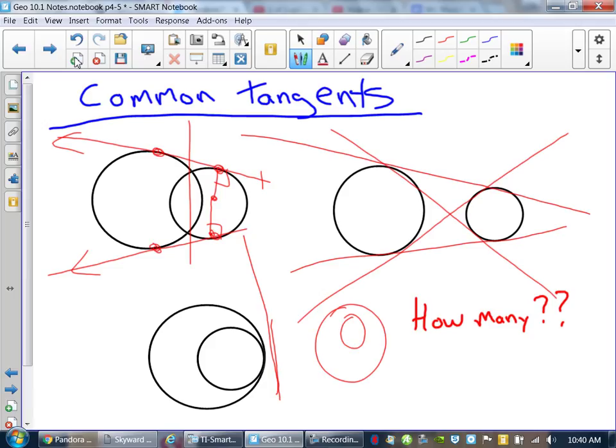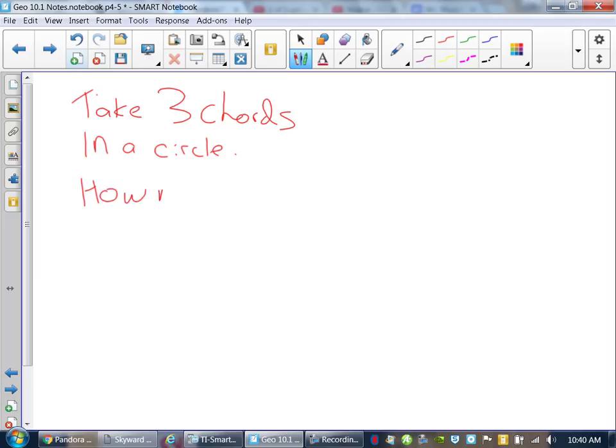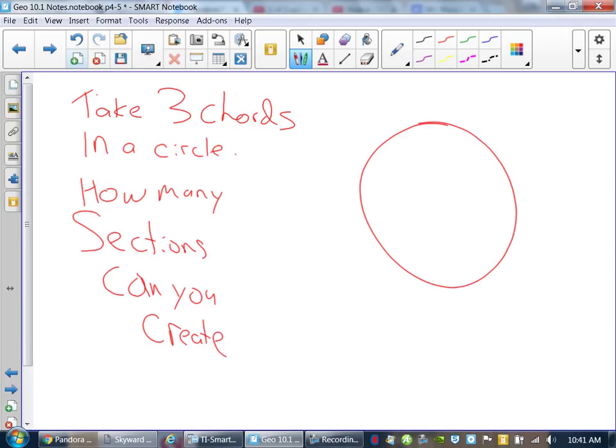Okay. Quick question then. If you take 3 chords in a circle, how many sections can you create? Think about it. Take a second to see if you can figure that out. If you take 3 chords in a circle, how many sections can you create on the inside of the circle?